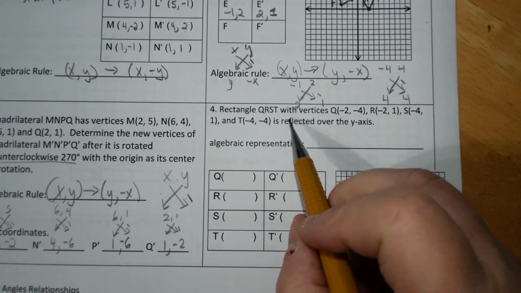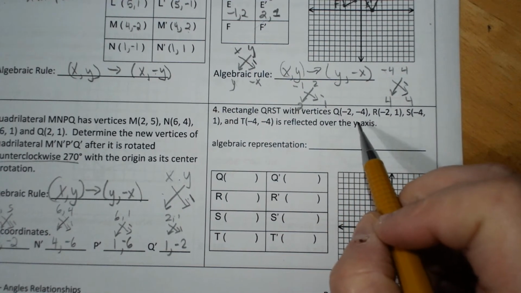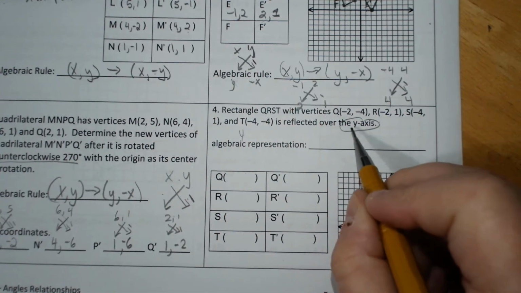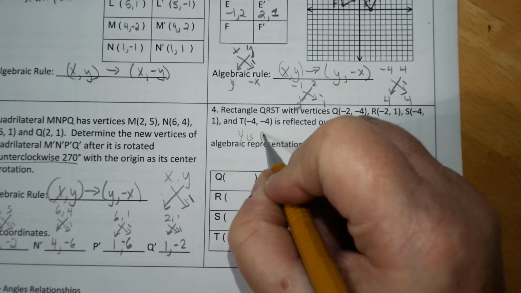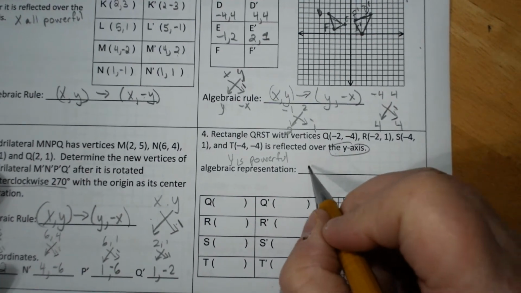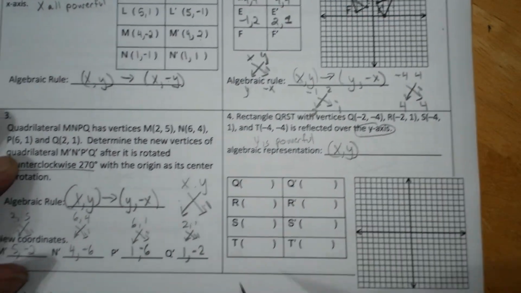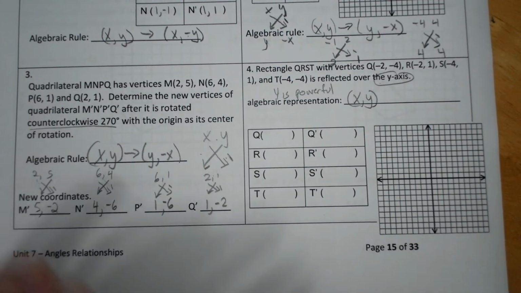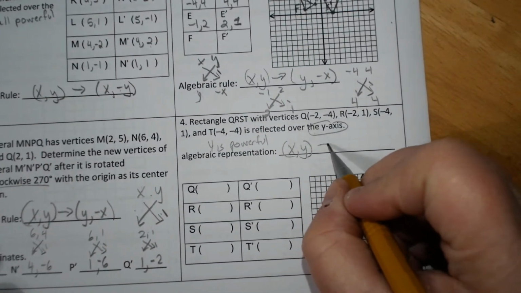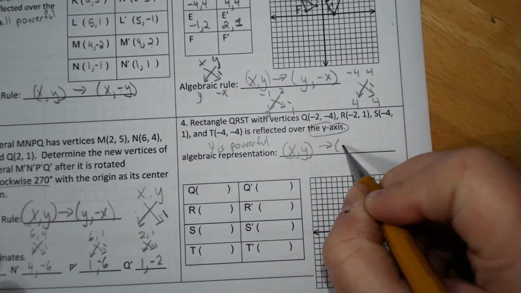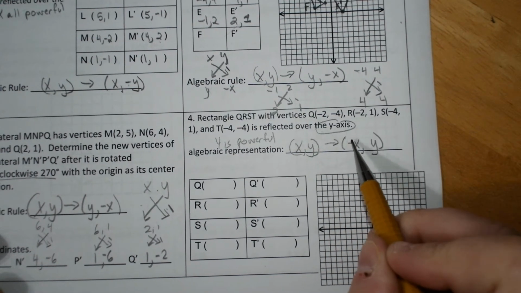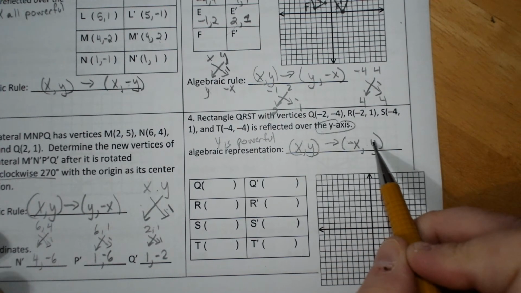Here we go, rectangle QRST has all of that and is reflected over the y-axis. Y-axis, yes. Y is powerful. Now, when we do reflections, see how sometimes the letters swap positions and they turn like this? Reflections don't. All they do is change the attitude of the one who is not all-powerful.